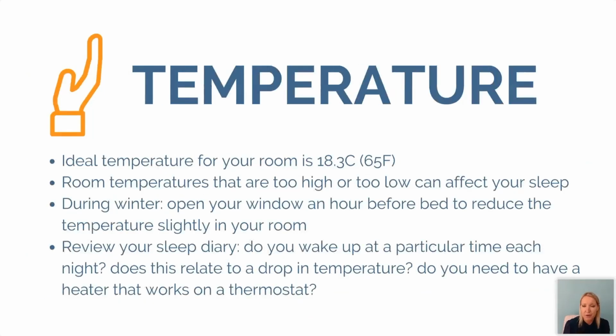Now, when it comes to temperature, obviously you don't want your bedroom too hot or too cold, because that's going to affect your sleep. The ideal temperature for your room is 18.3 degrees Celsius or 65 degrees Fahrenheit. Okay, in winter you probably heat your house. So my recommendation is that during the winter you actually open the window an hour before bed to reduce the temperature slightly in your room, and this will help you go to sleep better.